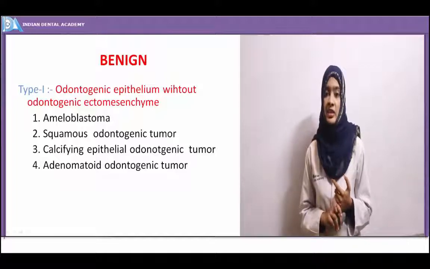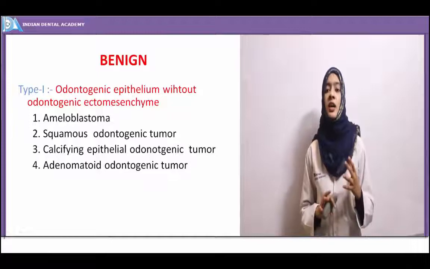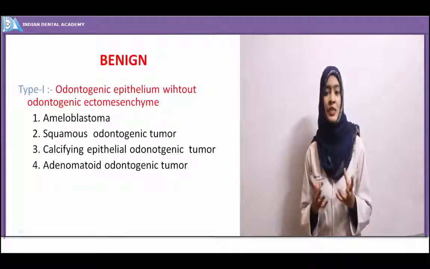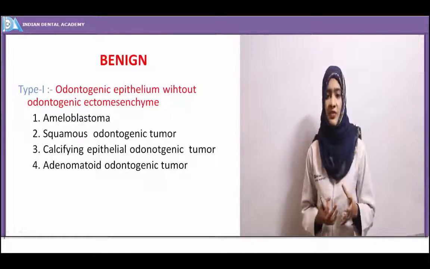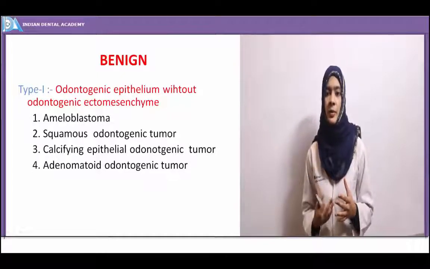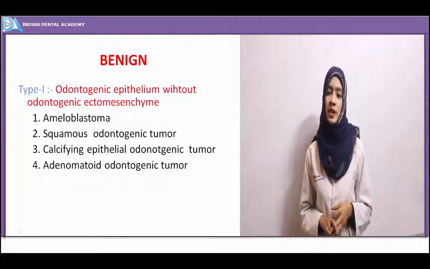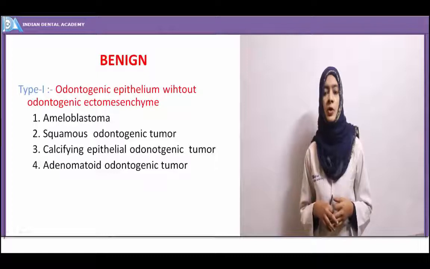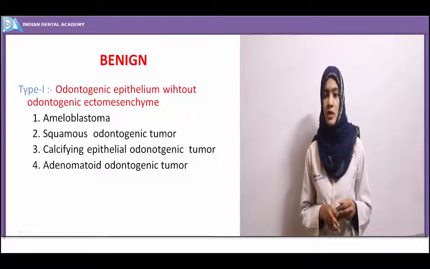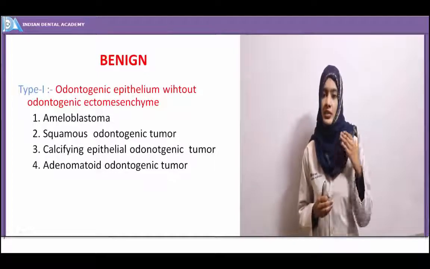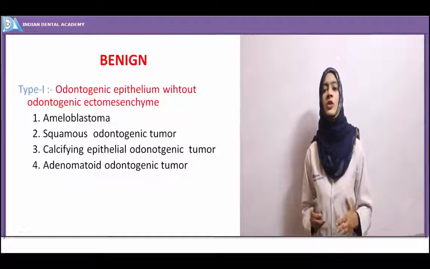It has very characteristic features, and despite being a benign tumor, it shows an extensive tendency to infiltrate the adjacent bone and surrounding tissues, and has devastating effects. We'll study ameloblastoma in detail. Then we have squamous odontogenic tumor, calcifying epithelial odontogenic tumor, also known as the Pindborg tumor, and the adenomatoid odontogenic tumor, also known as the adenoameloblastoma. So these four are tumors arising from odontogenic epithelium where there is no involvement of the connective tissue mesenchyme.